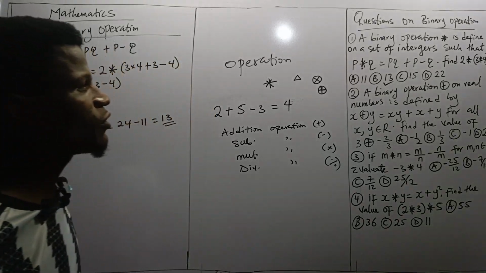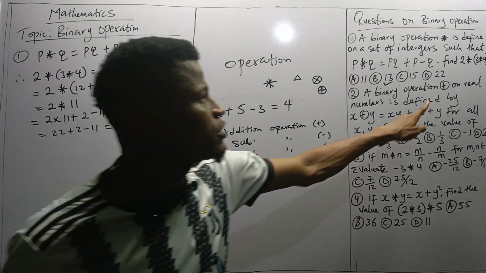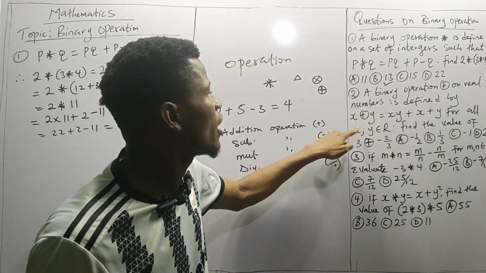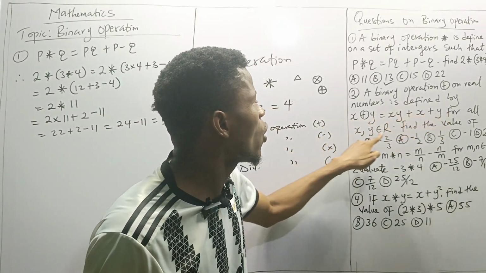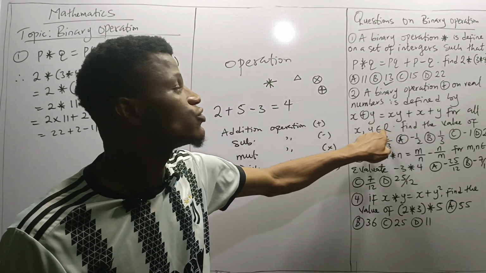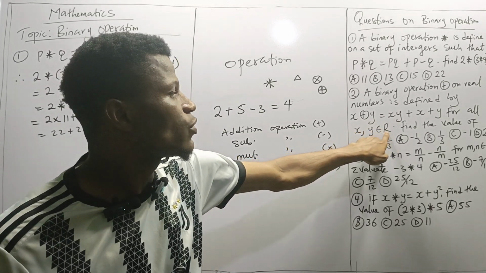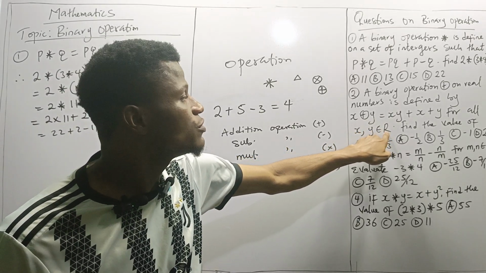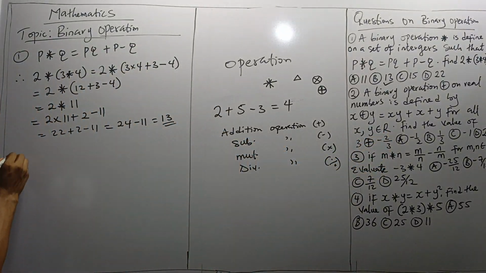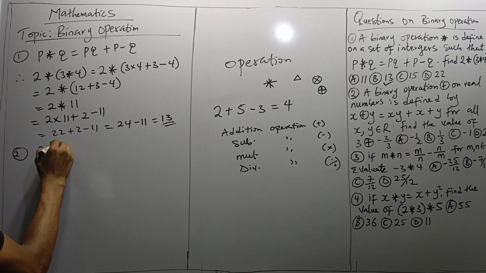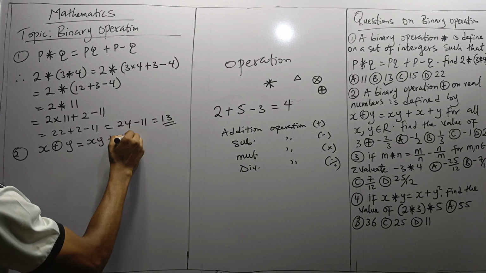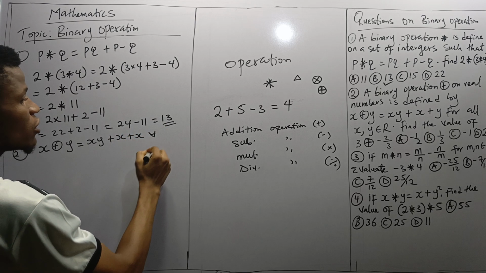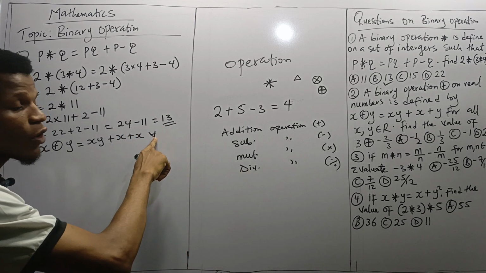The second one, a binary operation on real numbers is defined by x operation y equals to xy plus x plus y for all x and y which belongs to set R. What is set R? R is a set of real numbers. So what does that mean? That's question number 2. Okay, the question says that x operation y is equals to xy plus x plus y for all, this is a symbol of for all, please.